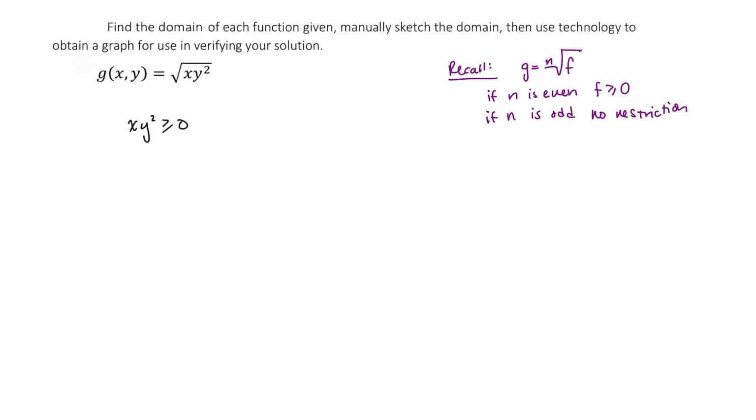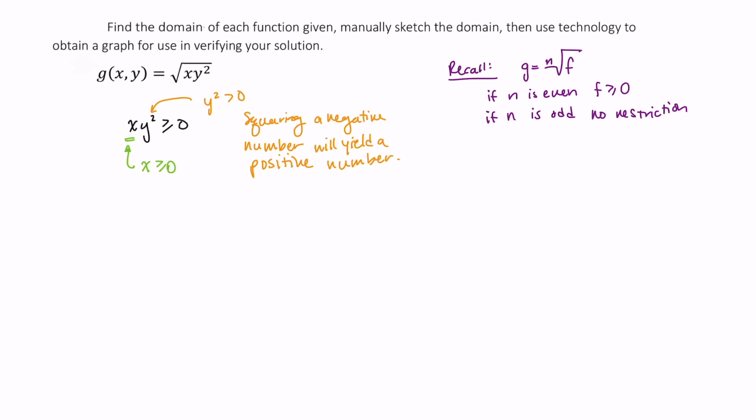Now, y squared is always going to be greater than or equal to 0, since no matter what, if you square a negative number, you're going to get a positive number. All right, so all we really need in this case is x to be greater than or equal to 0. So what is that going to look like?